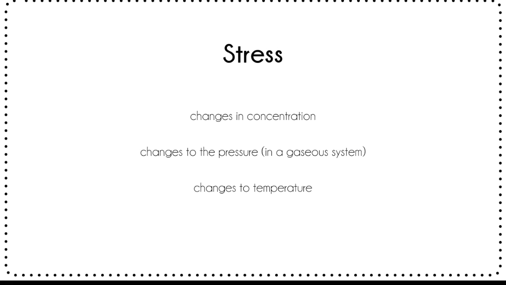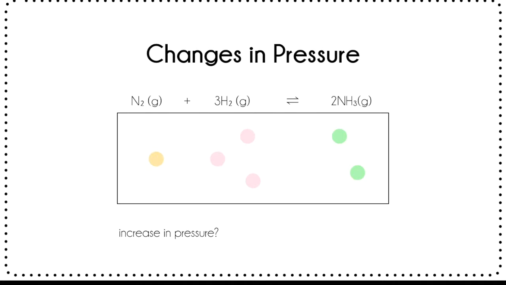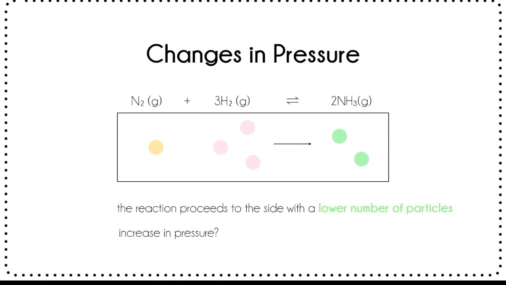Okay? Now let's talk about the changes to pressure in a gaseous system. So changes in pressure. We have nitrogen gas plus 3 hydrogen gas, giving 2 moles of ammonia. This is following the Haber process. So what happens if we increase the pressure? Well, the volume will decrease.